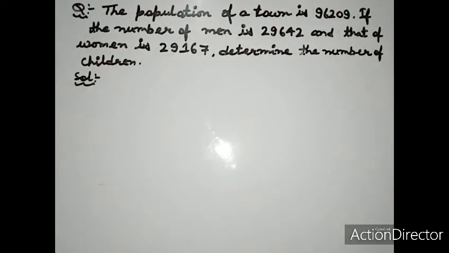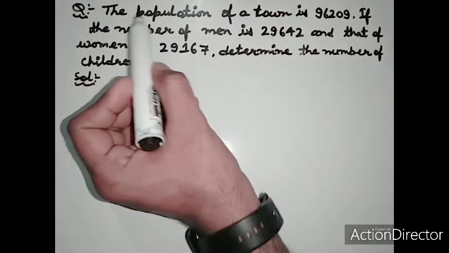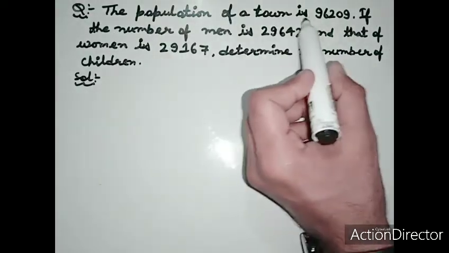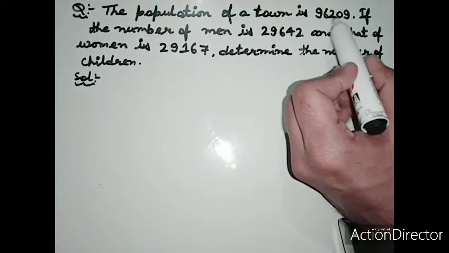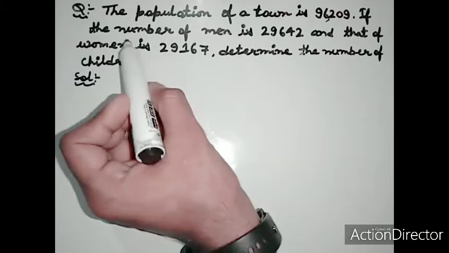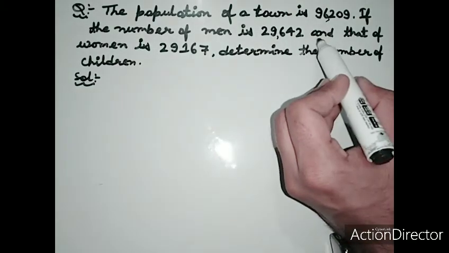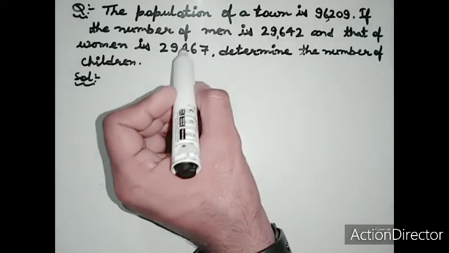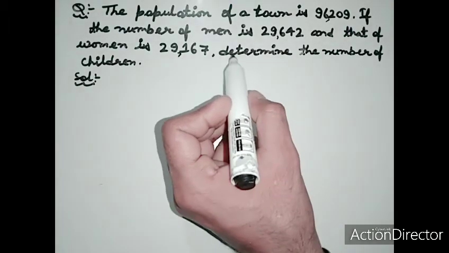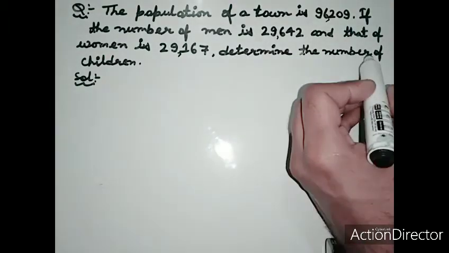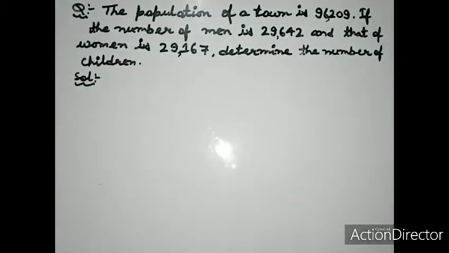Now students, here we take another word problem. The population of a town is 96,209. If the number of men is 29,642 and that of women is 29,167, determine the number of children.